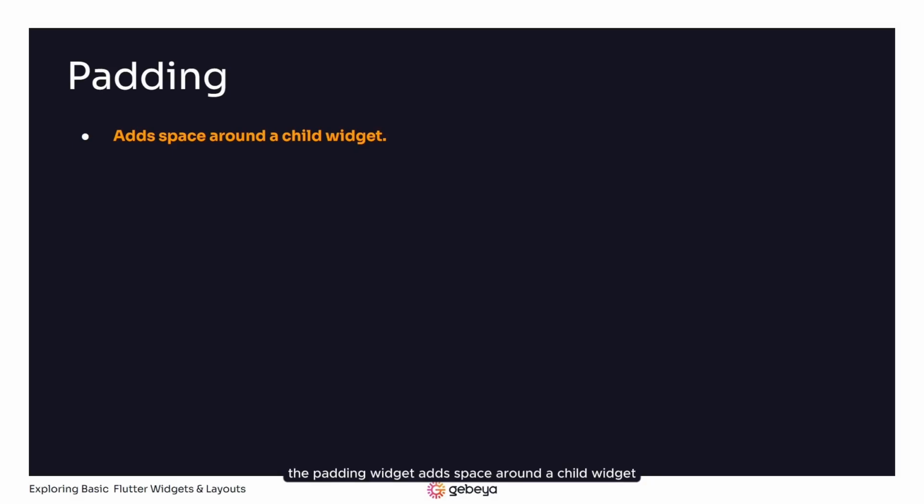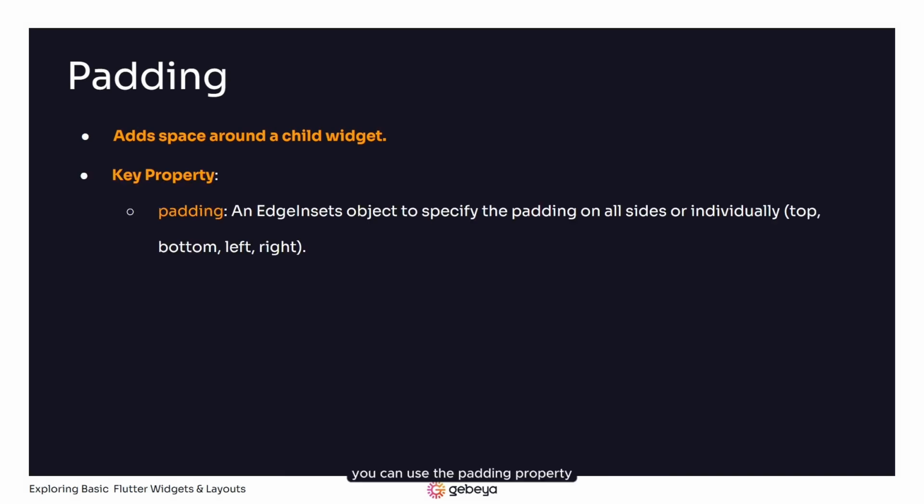The Padding widget adds space around a child widget to create separation between UI elements. You can use the padding property with an EdgeInsets object to specify padding on all sides or individually for top, bottom, left, and right. For example, padding: EdgeInsets.all(16.0), child: Text('padded text').